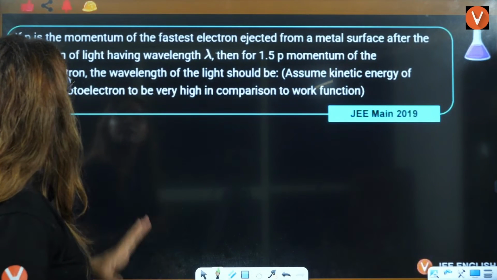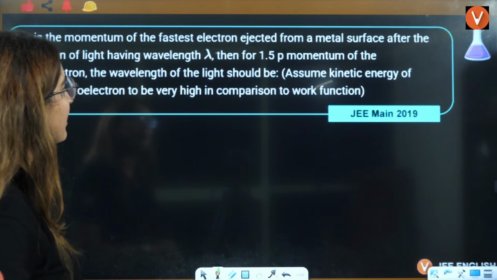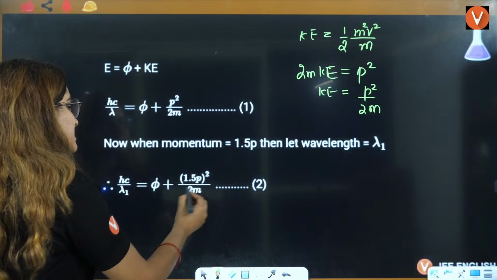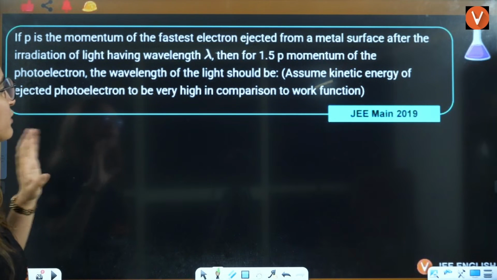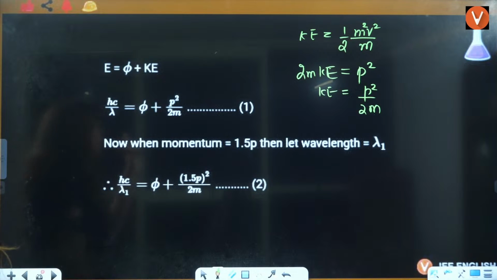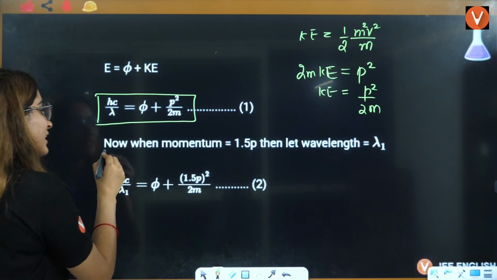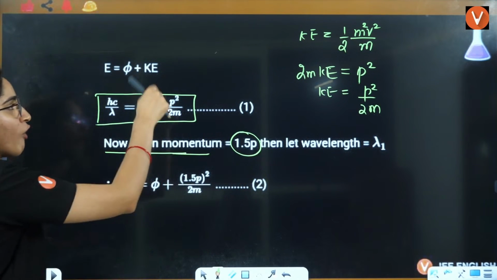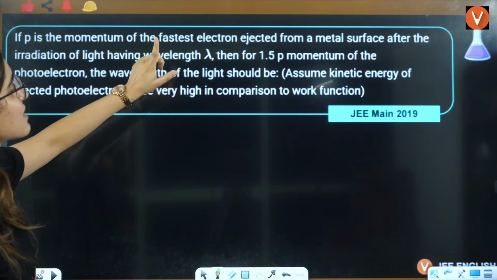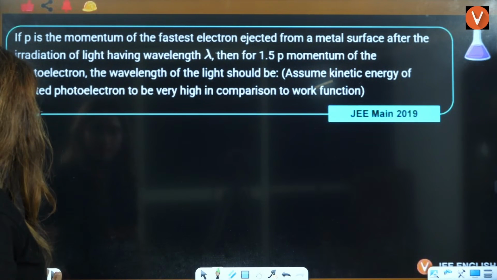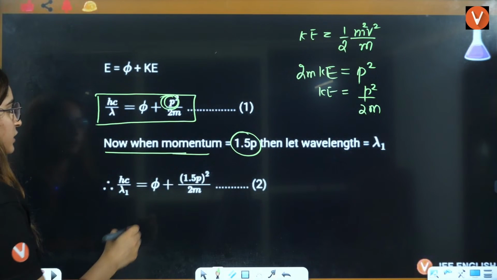Now he is saying that the momentum of the fastest electron from a metal surface after the radiation of light having wavelength lambda is P, and in the second case the fastest electron has 1.5 P momentum. Now, the wavelength of the light should be what? So two equations we can make here. One equation is this when we convert it simply. For P momentum, which is for the fastest electron, the wavelength is lambda.